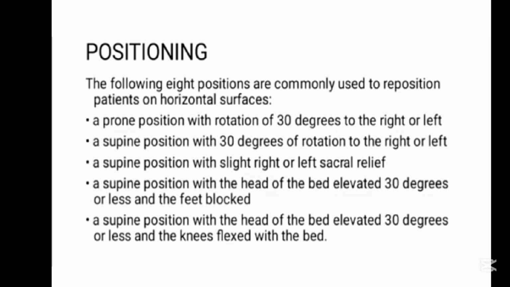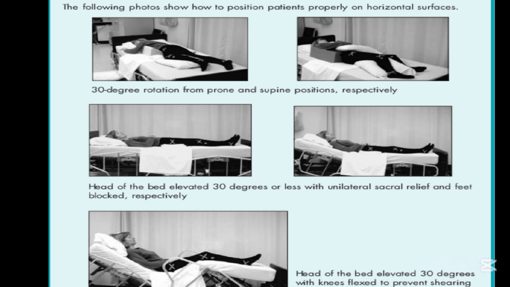The following positions are commonly used to reposition patients on a horizontal surface. Number one, a prone position with a rotation of 30 degrees to right or left. Number two, a supine position with a 30 degree rotation to right or left. The third point is a supine position with a slight right or left sacral relief. Number 4 is a supine position with the head of the bed elevated 30 degrees or less and the feet blocked. Number 5, a supine position with the head of the bed elevated 30 degrees or less and the knees flexed. As you can see in the diagram, the patient is shown in different positions, from supine to prone and at different angles.